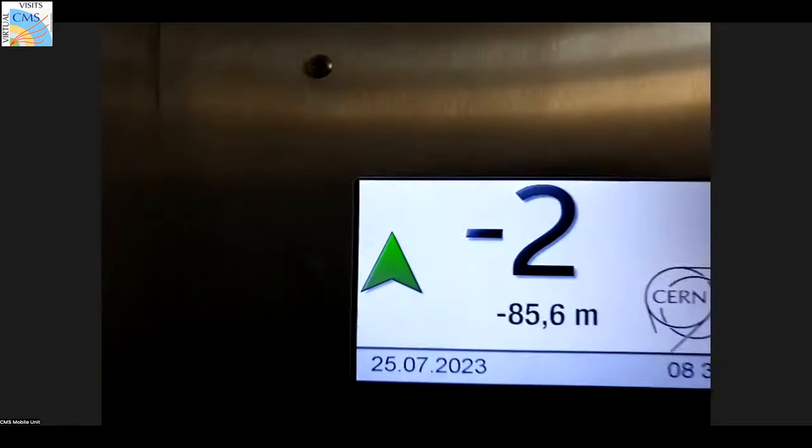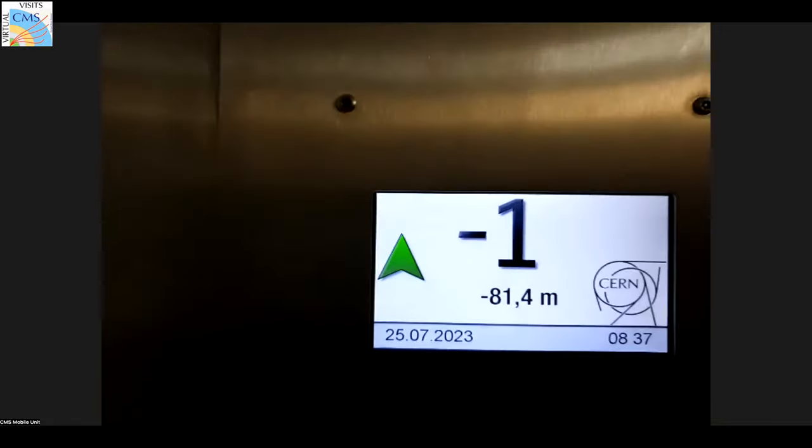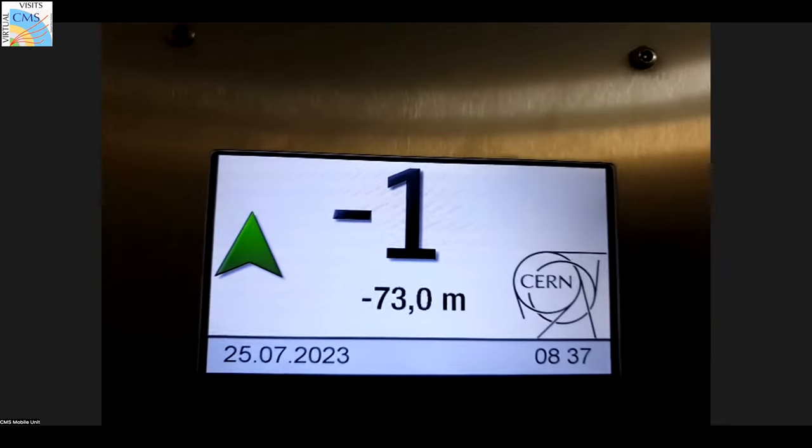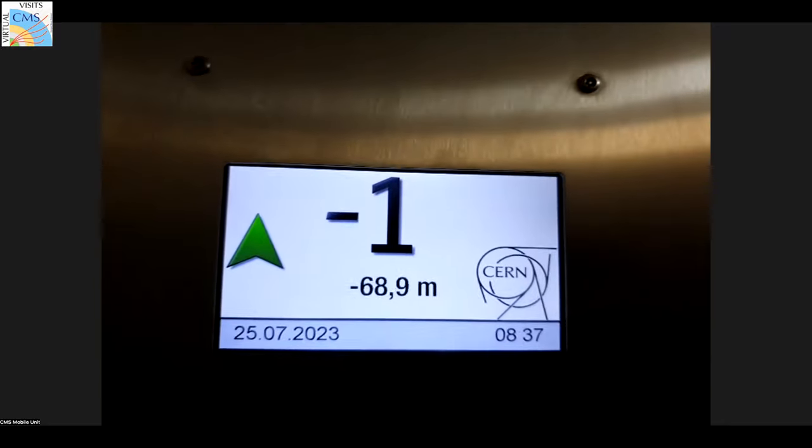Okay, so now you can see here, the lift is coming up. You can see the distance is decreasing.